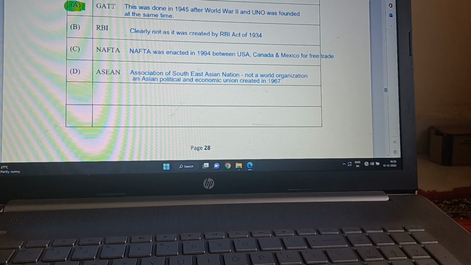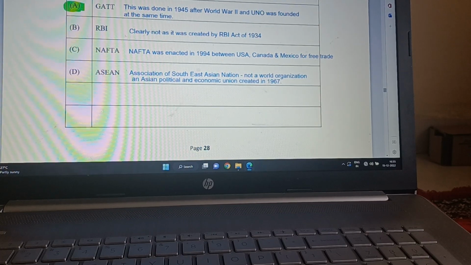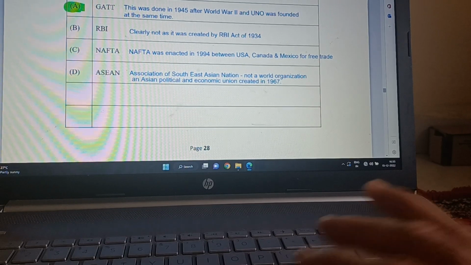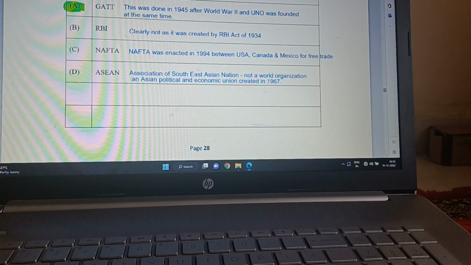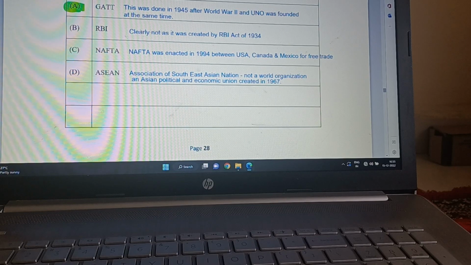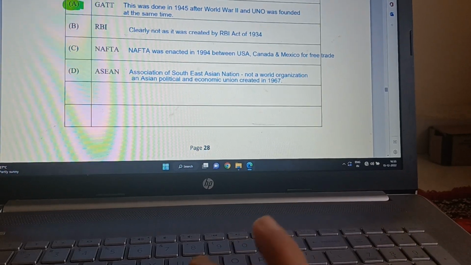So this won't happen in Bretton Woods, which is a place in the United States. It would happen in some Asian countries, and ASEAN was formed in 1967 in one of the Asian countries. That includes Thailand, Vietnam, and those smaller countries in the China Sea or Southeast Asian nations. So ASEAN is not the correct answer either.